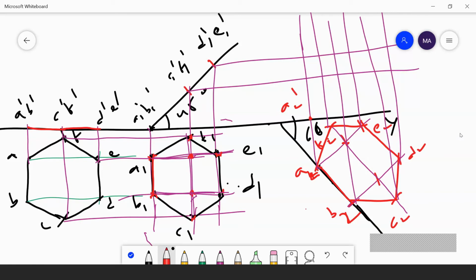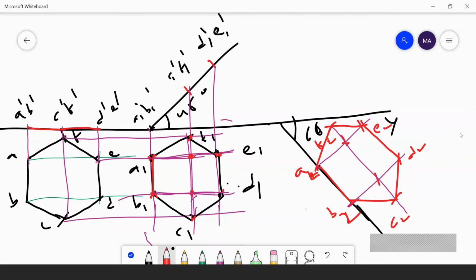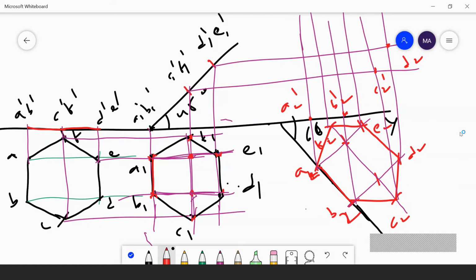I am marking next B. Next we will go to the B. I will get a B2 here. B2 dash. Next I will go to the C. I will get C2 dash here. Next I will go to the D. Here I will get D2 dash here. Next I will go to E. I will get a E2 dash here. Next I will go to F. I will get a F2 dash.